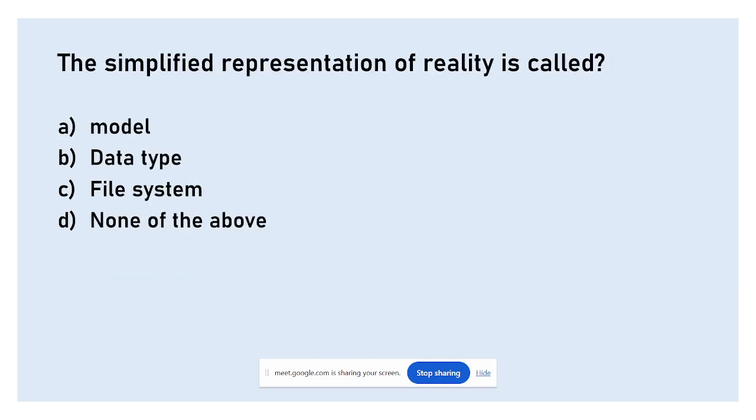The simplified representation of reality is called, what does GIS do? Yes, the answer is A, model. So you get a very simplified version of the reality.